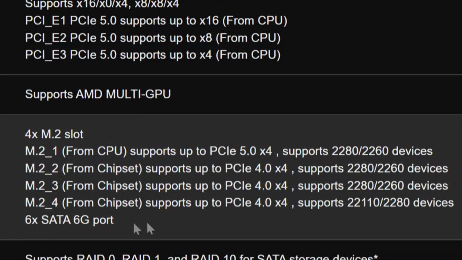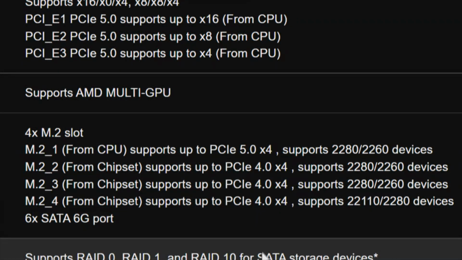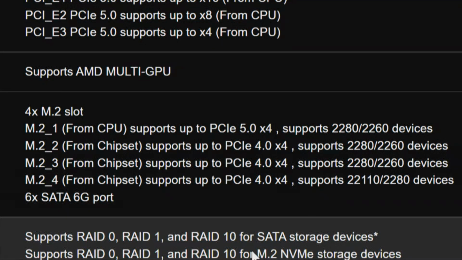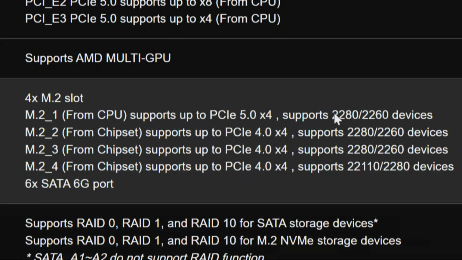And we have 6 SATA ports. So we'll split that out as we get to it because there's some issues there. And as we notice down here below that, it supports RAID 0, 1 and RAID 1.0. Notice here, and this has also come up, the 2280 and the 2260. That number 1 will support those formats.